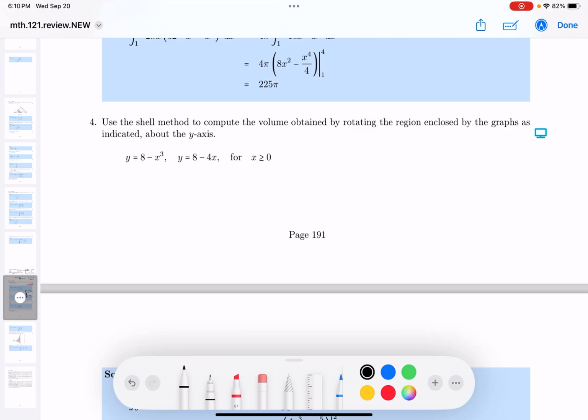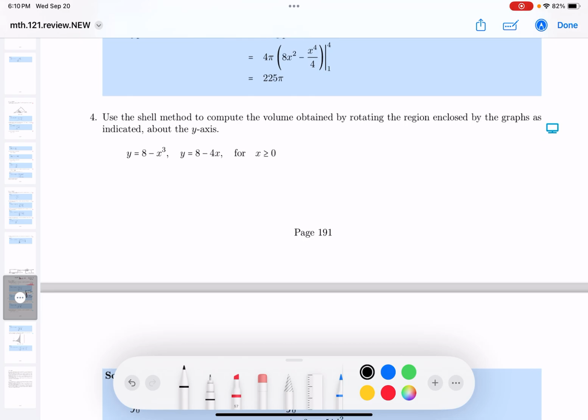Again, I'm not opposed to using technology, but I want to see if I can figure this out without using technology. First I want to find the points of intersection. So 8 minus x cubed, cubics are difficult, equals 8 minus 4x. Well, looking at that, I'm going to subtract 8 from both sides and add x cubed to both sides.